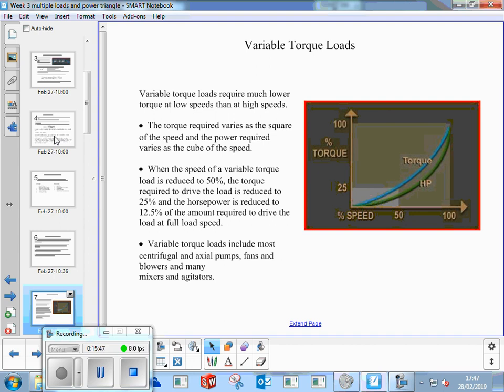Right. Variable torque loads include most centrifugal and axial pumps, fans and blowers, and many mixers or agitators.